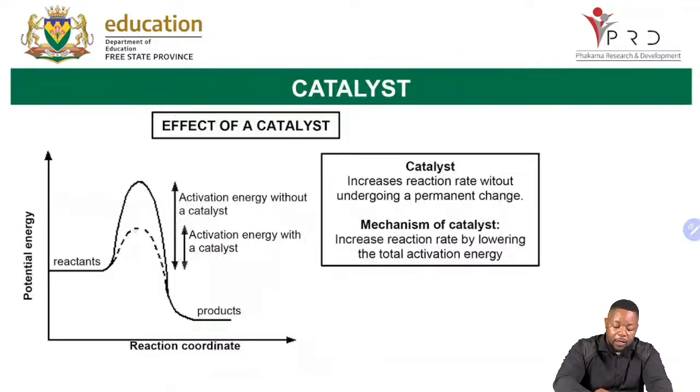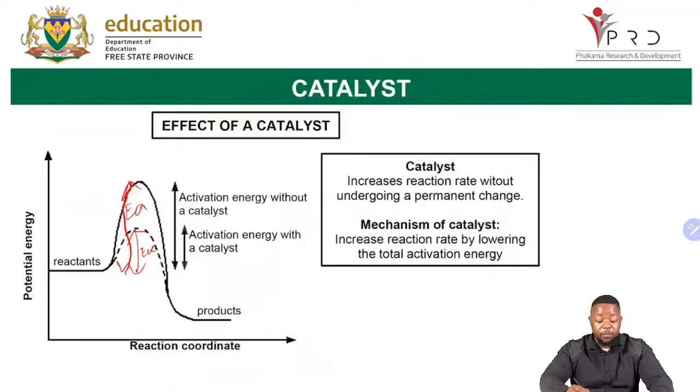So let's look at the activation energy here. The activation energy for a reaction that is catalyzed is indicated here, and the activation energy for the uncatalyzed reaction is also indicated there. You will be able to see that a catalyzed reaction has a lower activation energy, and in that way, the mechanism of the reaction has been changed so that the reaction can proceed faster.